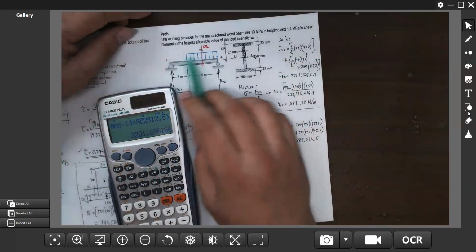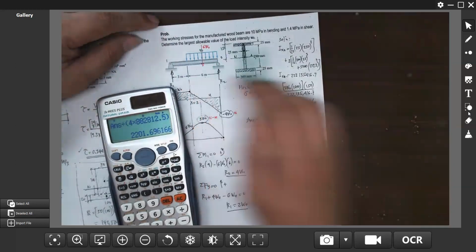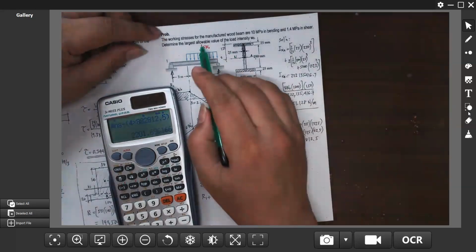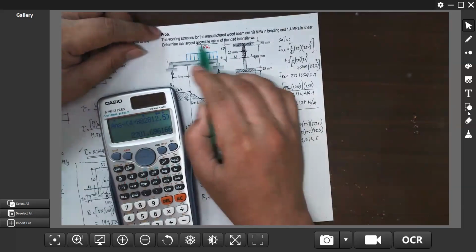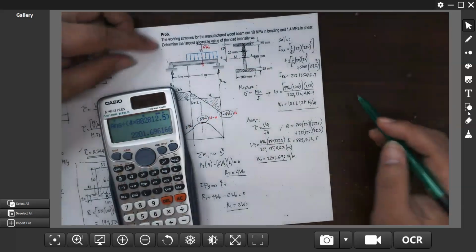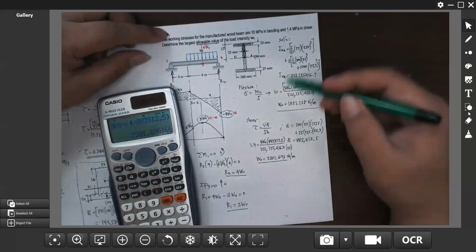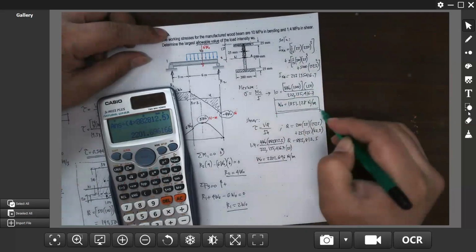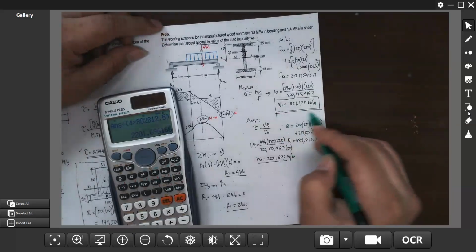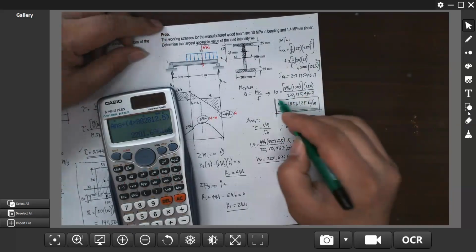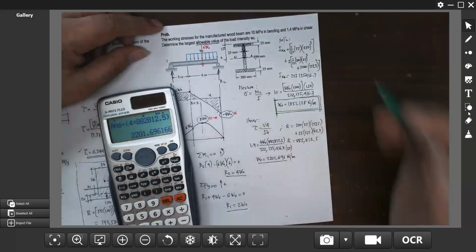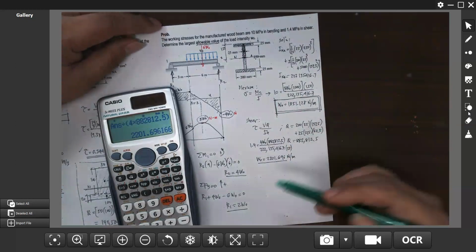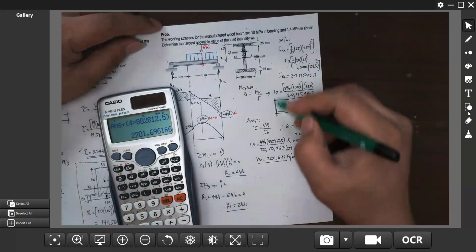So, balik ta. Determine the largest allowable value of the load intensity. Allowable value is pinaka-gamay. Pinaka-safe is the smaller one. Therefore, the correct answer is this. I mean, the safest value is 1851.128. Okay. So, this is the answer.